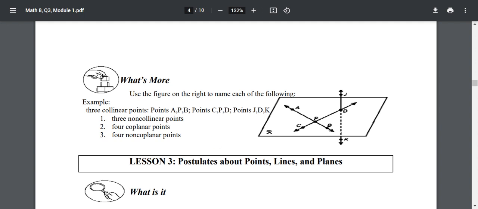How about 4 coplanar points? Ang coplanar points kay naa na belong sa isa ka plane. So pwede nga si point A, C, P, B. Di ba naa raman sila sulod sa plane. How about 4 non-coplanar points? Ang mga points nga wala na belong sa plane. Di ba point J o point K raman.